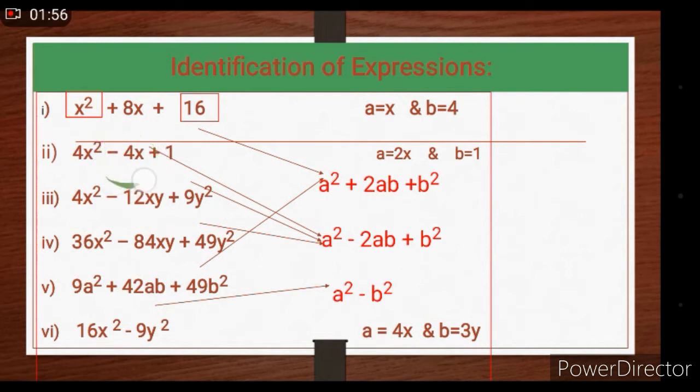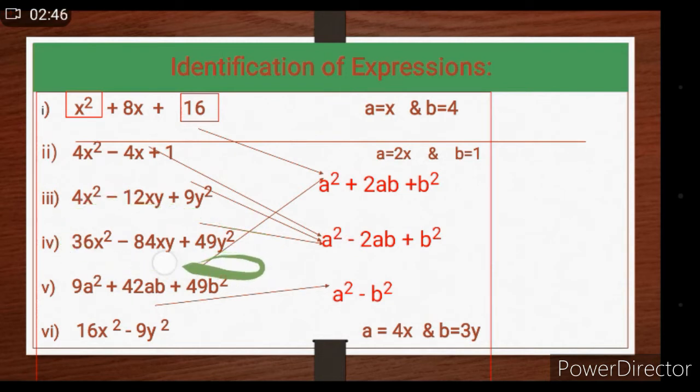Now what is the important point? This 2ab has a negative sign, so this is the second identity, because a square plus b square minus 2ab. So your sign depends upon the sign of 2ab. If you have plus 2ab, it means it is the first identity. If you have minus 2ab, it means it is the second identity. Now come to the third example. It is also a square, b square, and 2ab, so it is also the second identity.